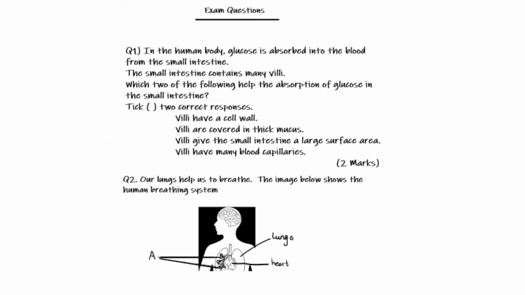This brings us to the last section, exam questions. Question 1, worth 2 marks. In the human body, glucose is absorbed into the blood from the small intestines. The small intestines contain many villi. Which 2 of the following helps the absorption of glucose in the small intestines? Tick 2 correct responses.